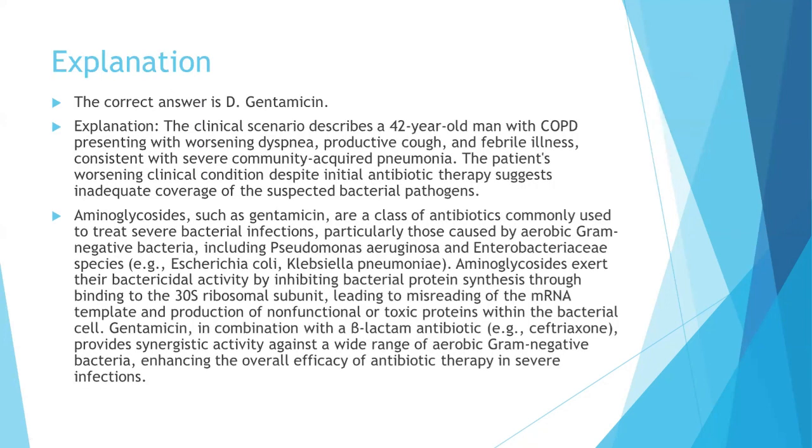Now, gentamicin. The clinical scenario describes a 42-year-old man with COPD presenting with worsening dyspnea, productive cough, and febrile illness, consistent with severe community-acquired pneumonia. Now, the patient's worsening clinical condition, despite initial antibiotic therapy, suggests that there is inadequate coverage of the suspected bacterial pathogens. Aminoglycosides such as gentamicin are a class of antibiotics commonly used to treat severe bacterial infections, particularly those caused by aerobic gram-negative bacteria, including Pseudomonas aeruginosa and Enterobacteriaceae species.